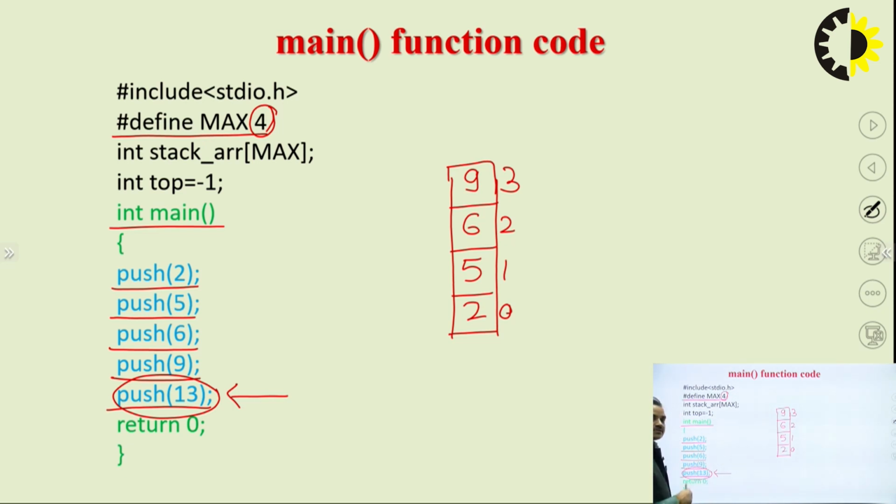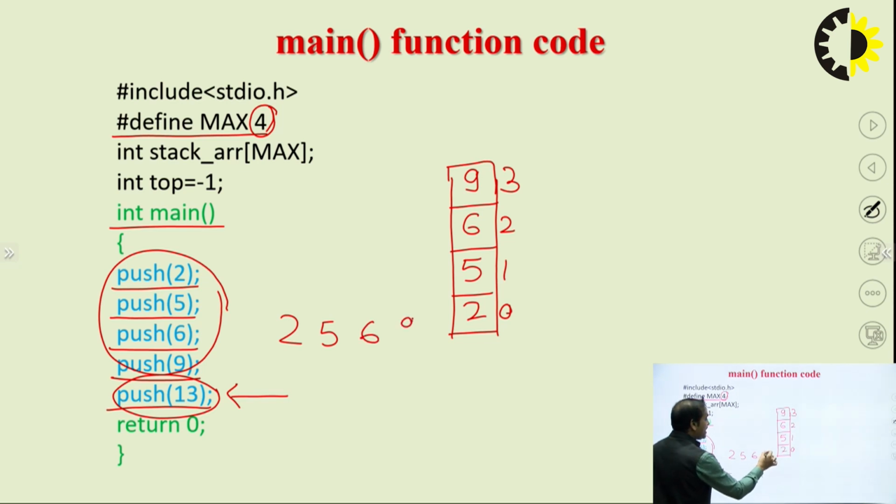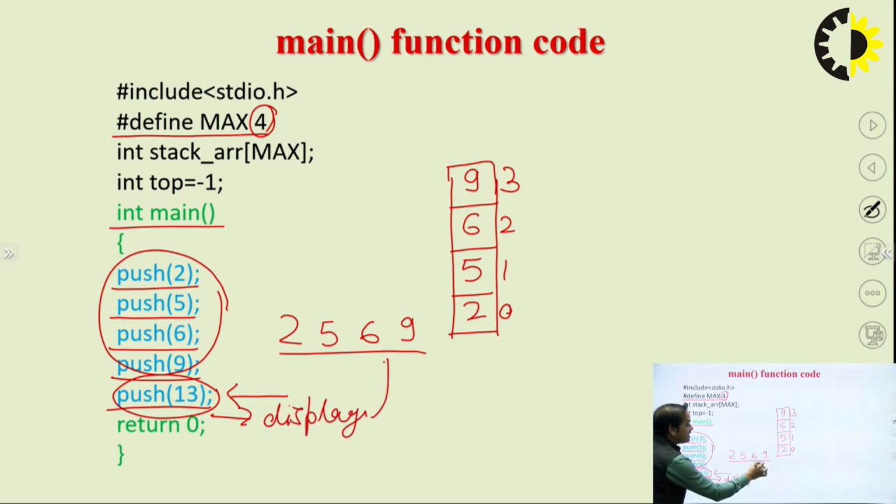In the same process, we call the delete and display functions. Delete means pop. If we print the content of the array, only 2, 5, 6 and 9 would be printed. That means if we call the display function here, only these 4 elements are printed.